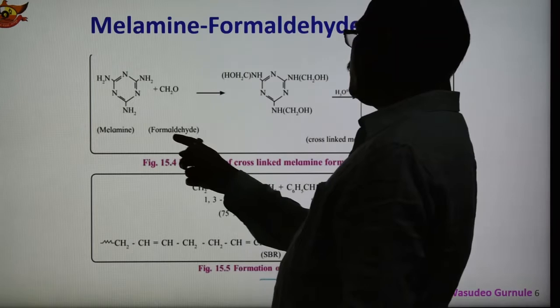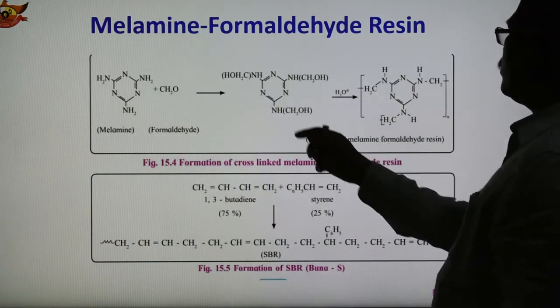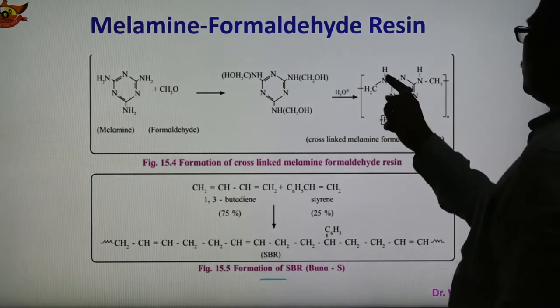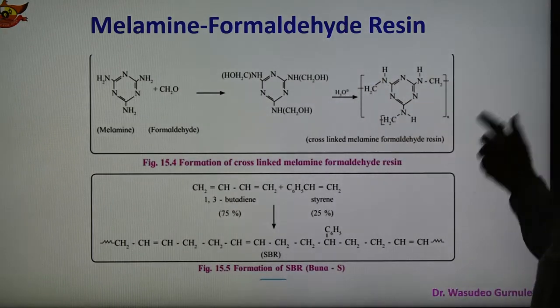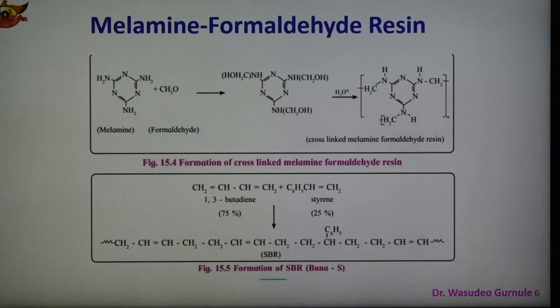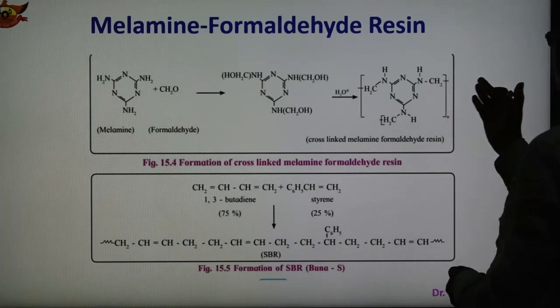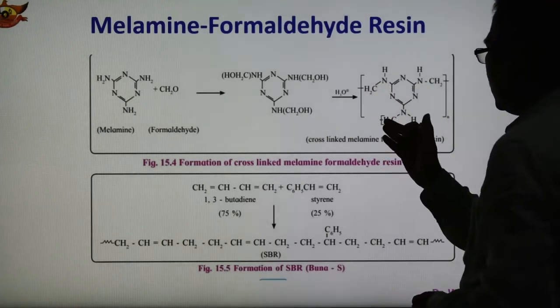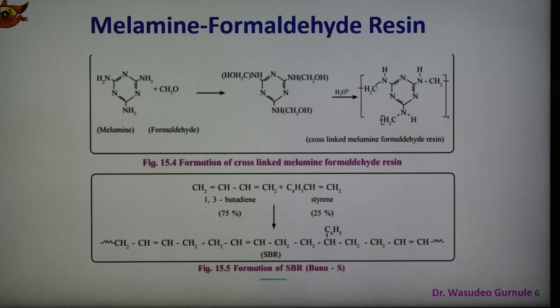This melamine and formaldehyde, the two monomers, undergo polymerization, forming this 2,4,6 substituted compound, which then undergoes polymerization. This group in the square bracket is repeated, forming a cross-linked melamine formaldehyde resin. So this is the simple reaction of formation of melamine formaldehyde resin. It expands in three ways, from this side, this side, and this, forming the cross-linked melamine formaldehyde resin.